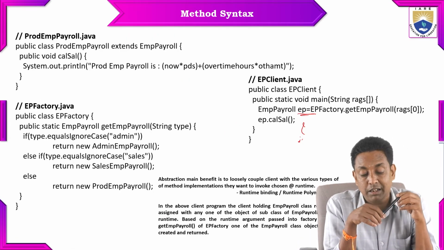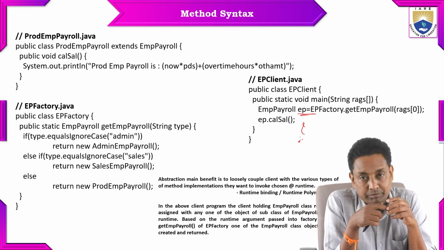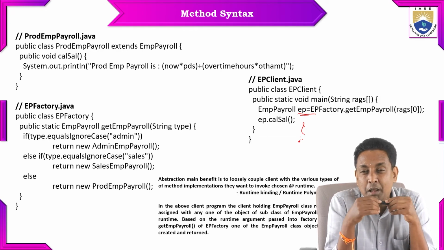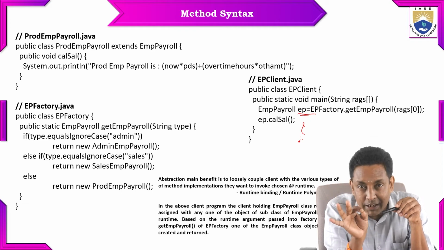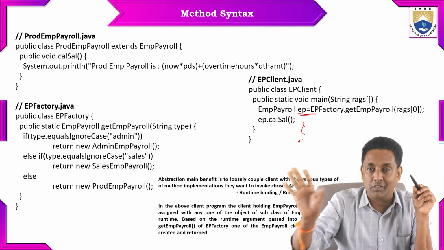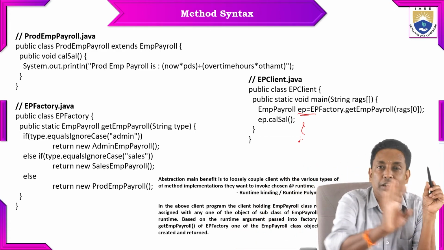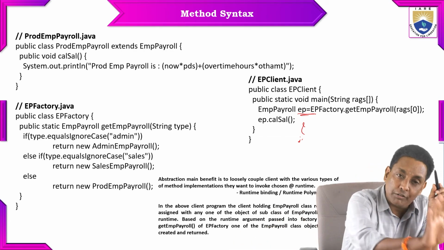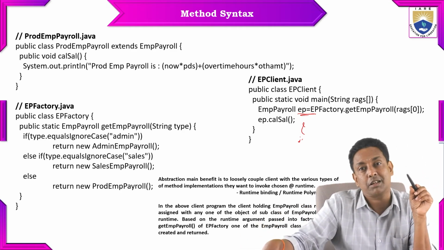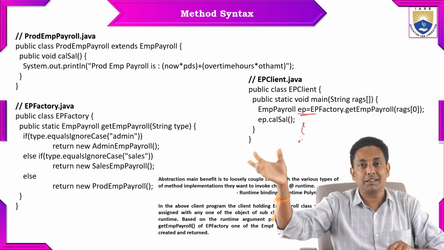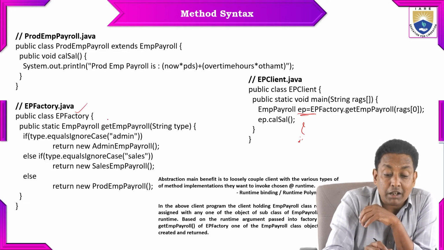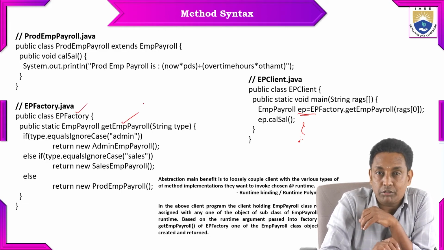Please observe the factory class. The factory class name is EP factory, meaning employee payroll factory. This class's purpose is only to create and return employee payroll class objects. Car factory, only cars are manufactured. Bus factory, only buses. Coach factory, only coaches. The employee payroll factory class manufactures only employee payroll class objects. Some factories manufacture objects of other families also, and that is a generalized factory class. So in this employee payroll factory class, I am writing one static method called getEmployeePayroll, whose return type is employee payroll.